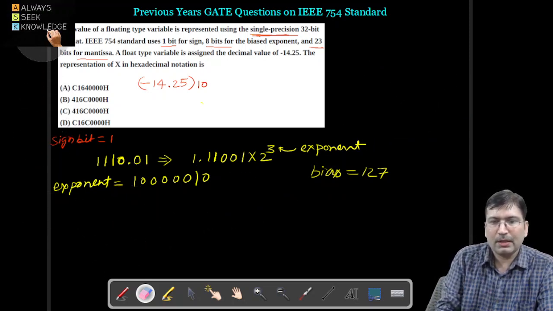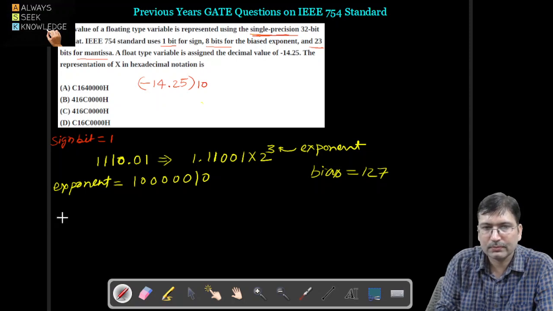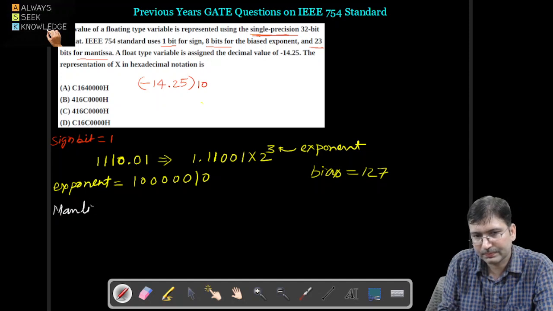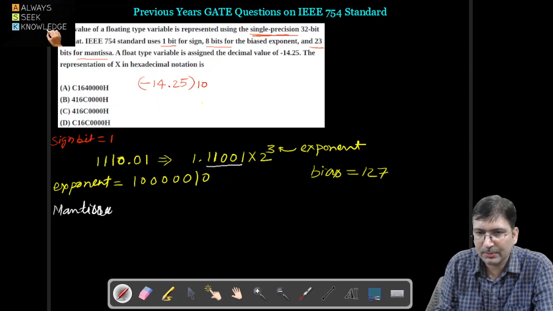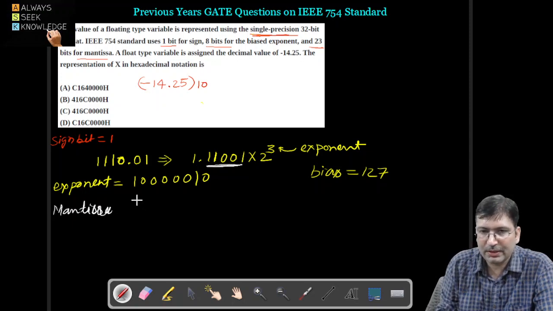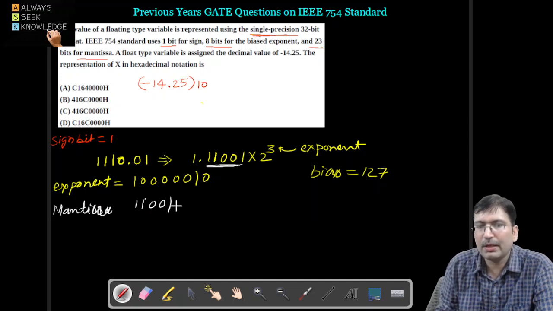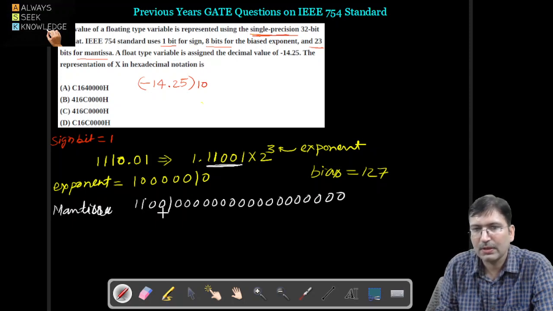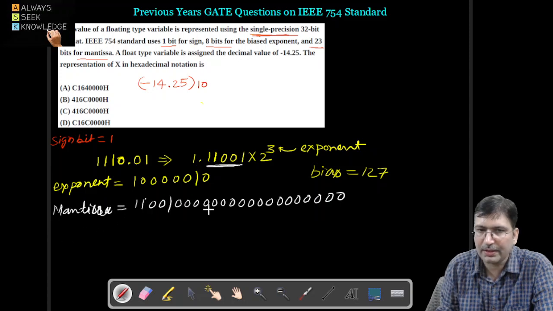Now we need to find the normalized mantissa. The mantissa is this remaining portion after the leading 1, which gives you 1 1 0 0 1. These are only 5 bits, so the remaining 18 bits will be 0. So this is your normalized mantissa.